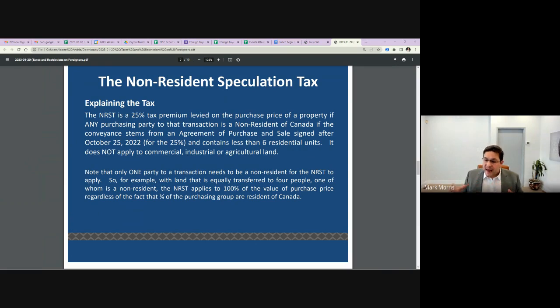So the NRST is a tax of 25% that is payable when a non-resident of Canada buys a property, so long as it contains less than 6 units. Let's go through what this law is. Now, by the way, if a non-resident owns even a smidgen, even 0.1% of the property, tax is payable on the full amount. So you can't get around it by just putting 1% or anything else. It's on 100% of the consideration value if even a single non-resident owns a qualifying property.